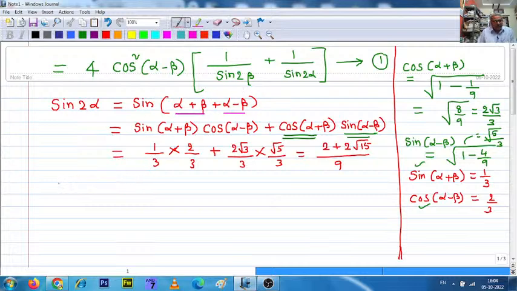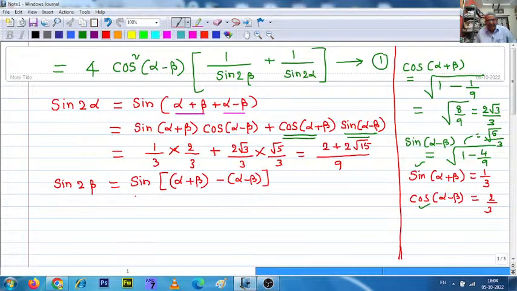Now we need to find out sine 2 beta. What is sine 2 beta? Sine 2 beta means we can write sine of alpha plus beta and minus of alpha minus beta. You check it. What do you get now? You get the same step itself, it is in the form of sine of A minus B. So sine alpha plus beta, cos alpha minus beta, and next minus cos alpha plus beta and sine alpha minus beta.